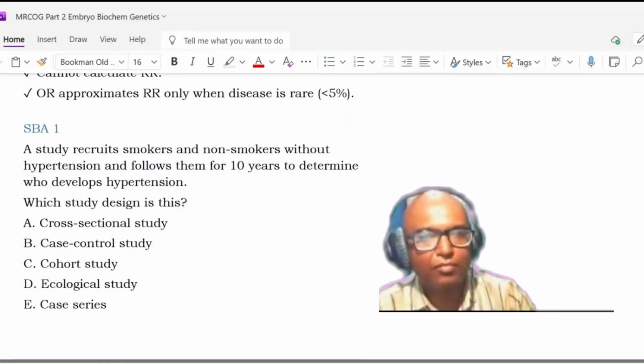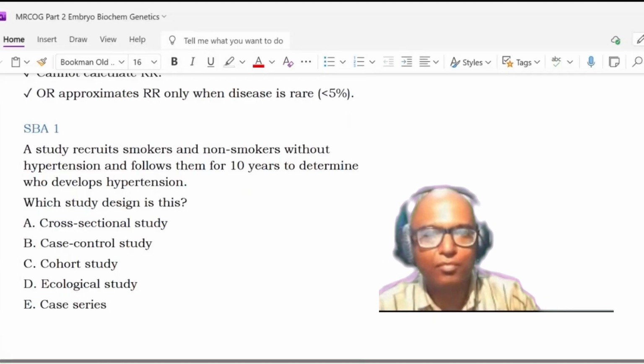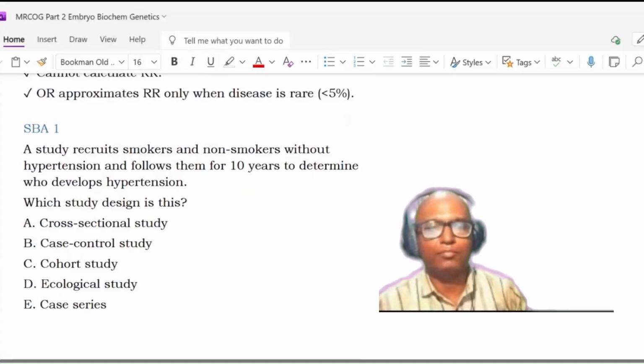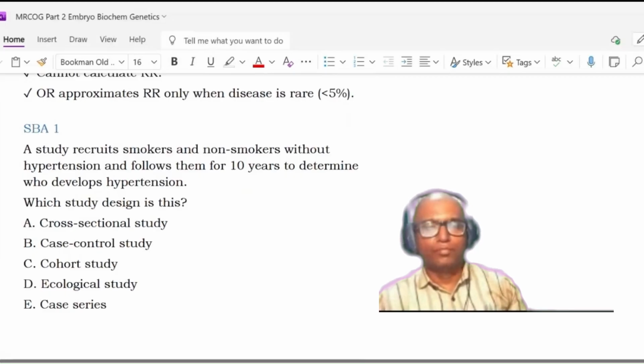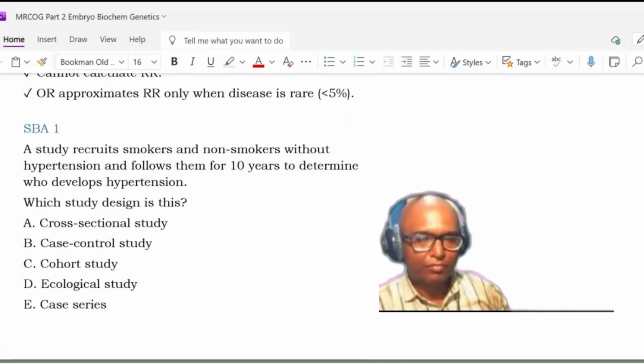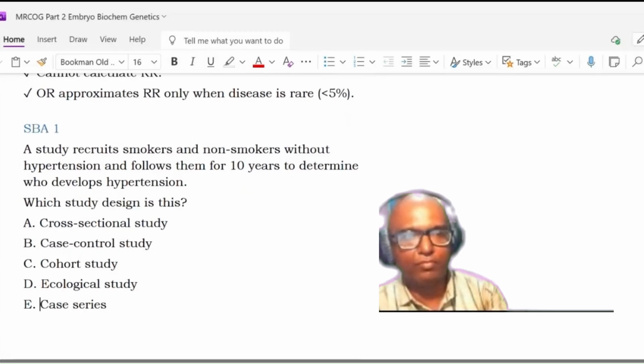Yes, sir. Question number 1. A study recruits a smoker and non-smoker without hypertension and follows them for 10 years to determine who develops hypertension. This study design is: A, cross-sectional study; B, case control study; C, cohort study; D, ecological study; and E, case series. Sir, it is case control study.